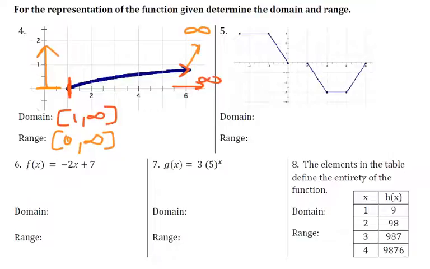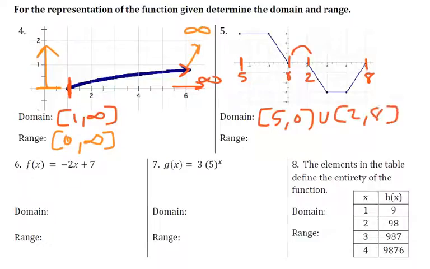Okay, number 5, the domain. Well, we've got here, it looks like -5 is our left to 0. Then it jumps from 2 to 8. So we'd go -5 to 0. Then because we jumped a spot, we do that little u and go 2 to 8. For the range, our lowest is -3. So we start at -3. Now we go up. Even though it jumps on the domain, it doesn't jump on the range. And we go up to positive 3.